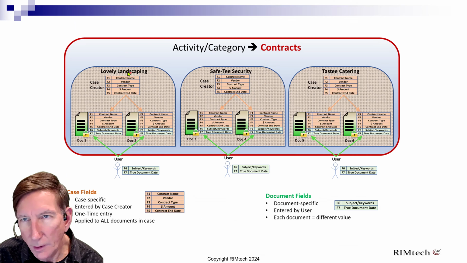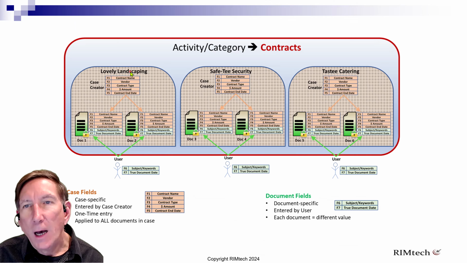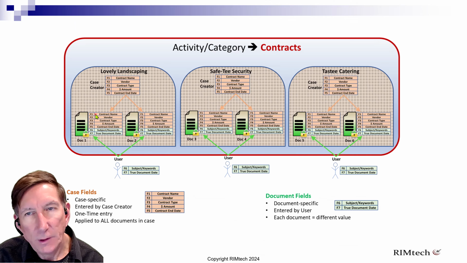Each case is a contract, sorry, a contract. I have 7 metadata fields, F1 through F7. Now, fields F1 through F5 are called case fields. Fields F6 and F7 are called document fields, and the behavior is different.